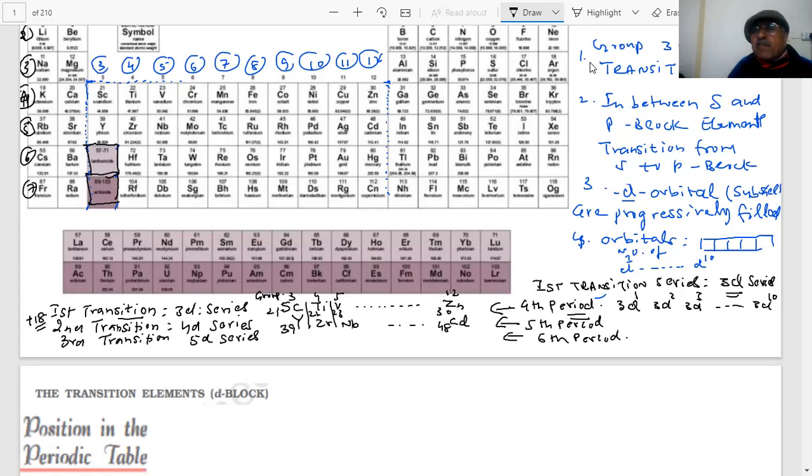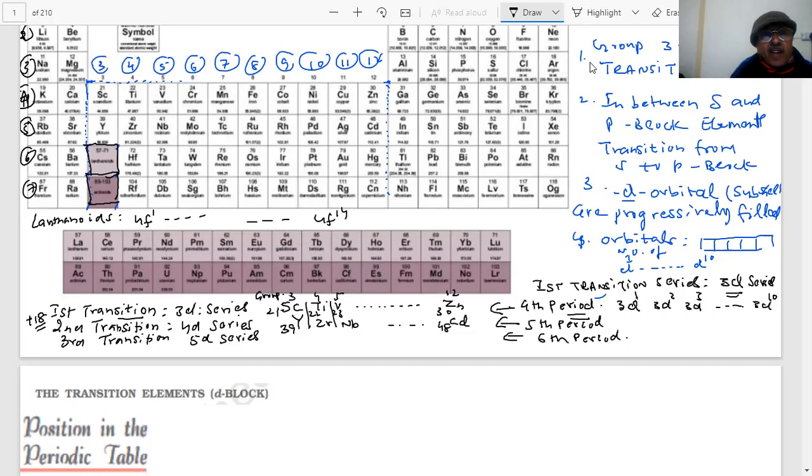Actually, now the 4f subshell becomes lower in energy, and the electrons start entering into the 4f orbital. Therefore, a new series is born, which is called the lanthanides. In the lanthanides, the electrons will enter from 4f1 to 4f14. How many maximum electrons can you put in f? 14.